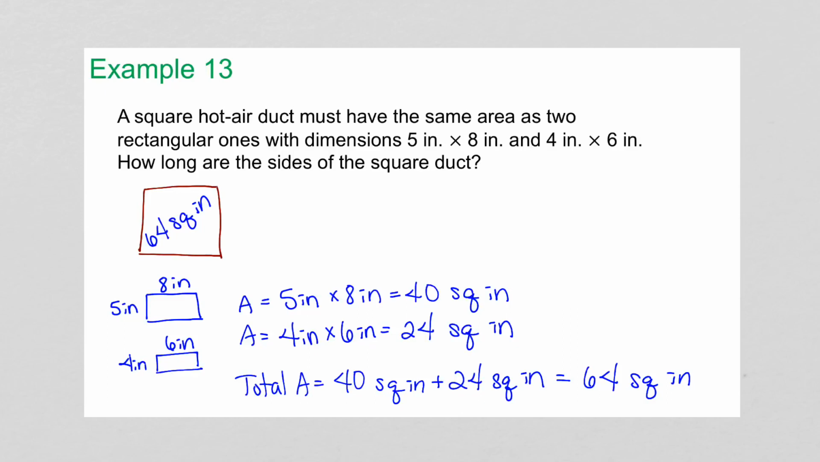Now remember, you can find the length of a side by taking the square root of the area. So that's what we'll do. Take the square root of 64 square inches. Square root of 64 is 8. The square root of square inches is inches. And so each side measures 8 inches. And that concludes our section.